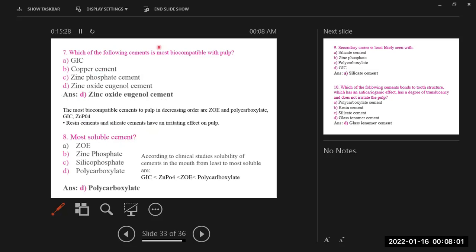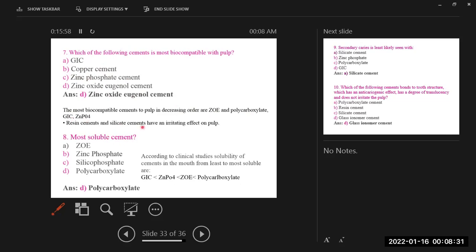So, which of the following cements is most biocompatible with pulp? Okay, GIC, copper cement, zinc phosphate, and zinc oxide eugenol. Definitely not zinc phosphate, definitely not copper. Now, when you compare GIC with zinc oxide eugenol, it is zinc oxide eugenol that is more biocompatible with the pulp. So, the most biocompatible cement to the pulp would be zinc oxide eugenol, followed by polycarboxylate, GIC, and then last would come your zinc phosphate.